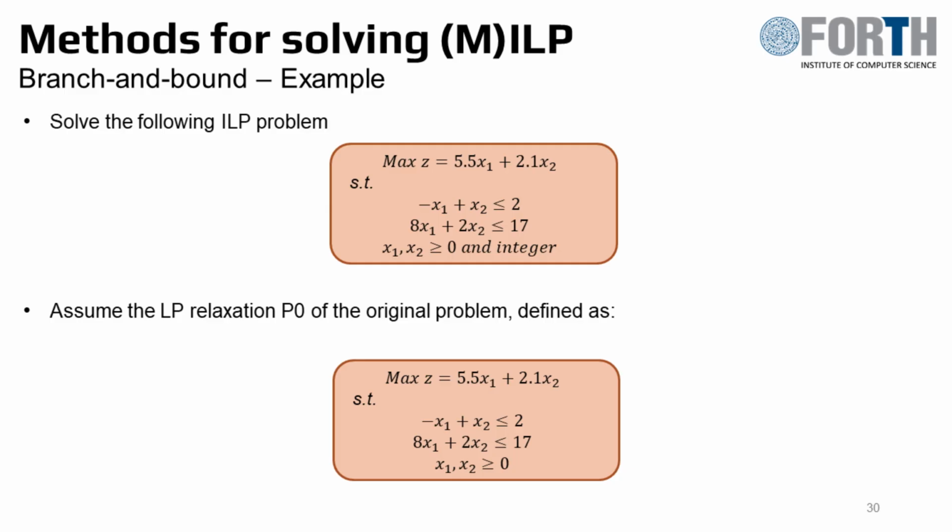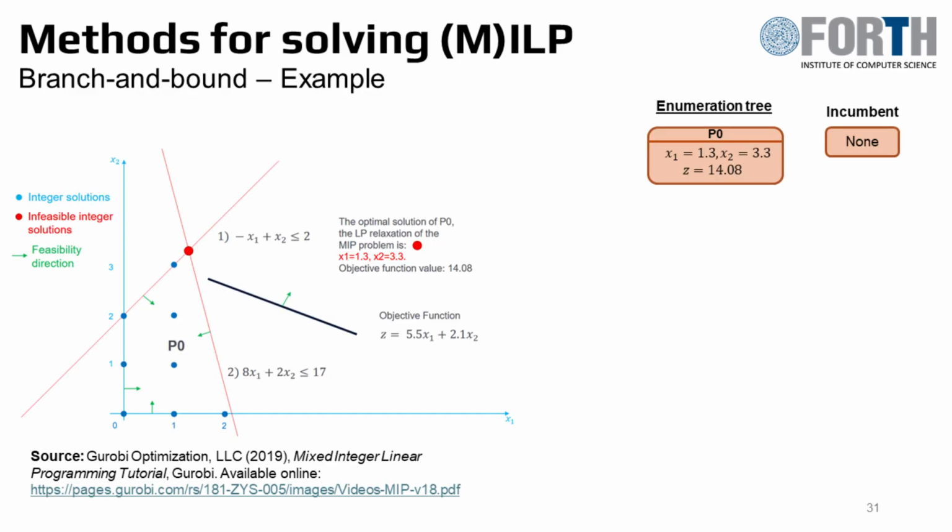If it is fractional, we will select a variable and begin branching. Now we proceed to solve P0. We now solve the LP relaxation, P0. The optimal solution of the relaxed problem is x1 equals 1.3, x2 equals 3.3. The objective value is z equals 14.08.